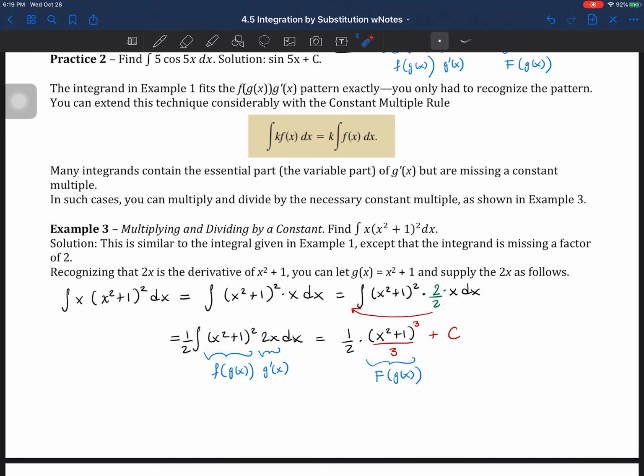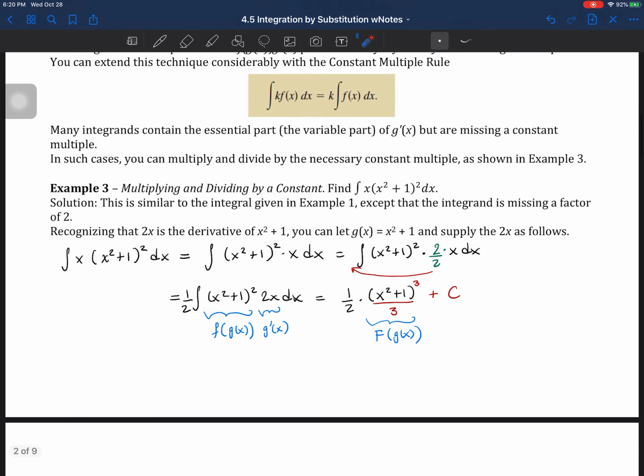And now we notice, here's your g, here's your f, here is your g prime, and so the integral of that will be the antiderivative of f. So we add 1 to the power of 2, so that gives us 3, and divide by the new power. So therefore we get (x squared plus 1) to the third over 3 times 1/2 plus c.